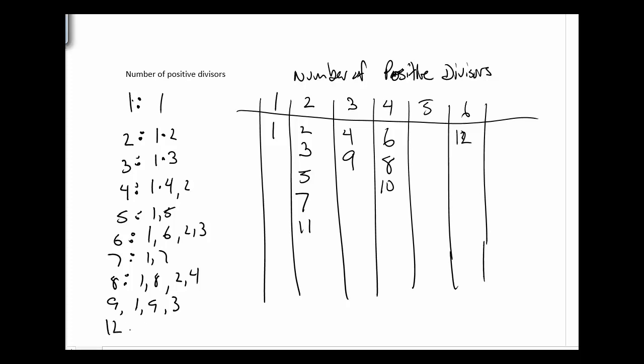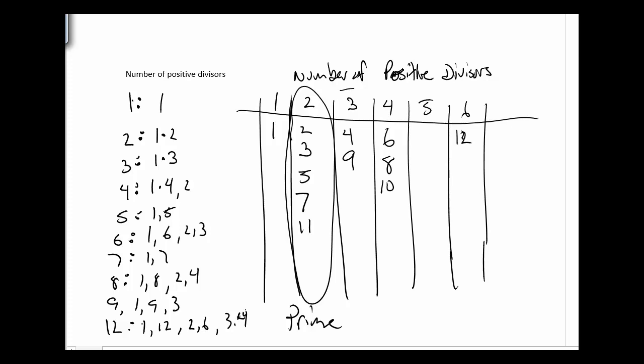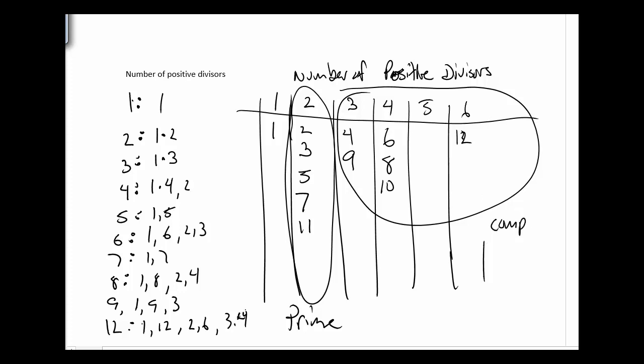Let me look at 12 with you real quick. 12 would be 1 and 12, 2 and 6, 3 and 4. So we have 1, 2, 3, 4, 5, 6 divisors. Now, in looking at this chart where we've broken up numbers, this column right here is where we find our prime numbers, and the rest of the columns are where we find our composite numbers. So that's another visual way that we can see what makes something prime versus what makes something composite.